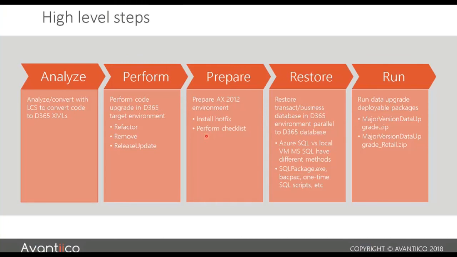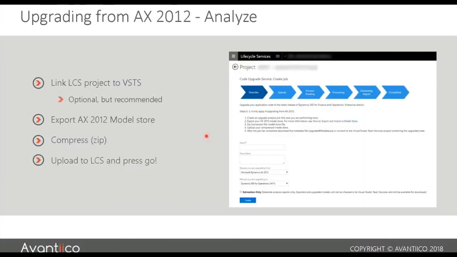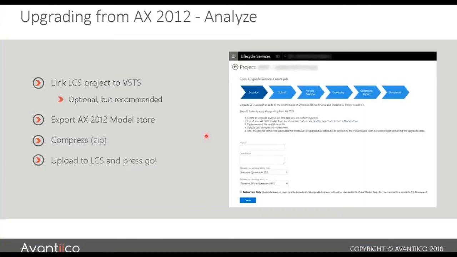Again, we'll look at analyze, perform, prepare, restore, and run. The analyze phase is where we would analyze our code. Why do we want to do that? We want a high-level overview of what customizations we have, and what the effort is to move this to 365.